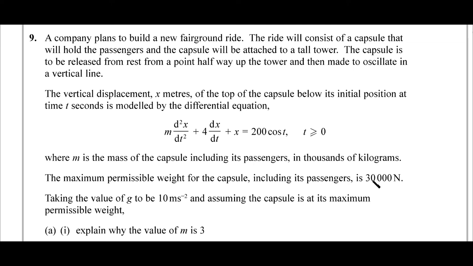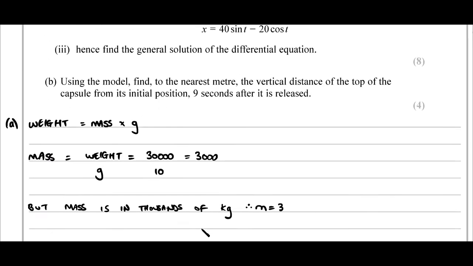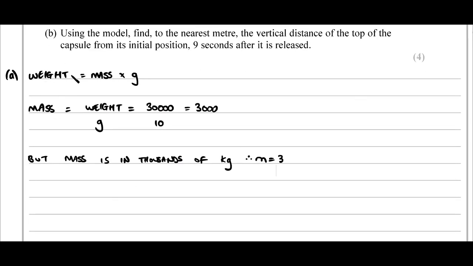Taking the value of g to be 10 meters per second squared, and assuming the capsule is at its maximum permissible weight, we have to explain why the value of m is equal to 3. I've got this reason over here. The weight is equal to the mass times gravity. So if we rearrange, the mass is equal to the weight over gravity. The weight is 30,000, gravity is 10, so we end up with the mass being 3,000. But the mass is in thousands of kilograms, and therefore m is equal to 3.